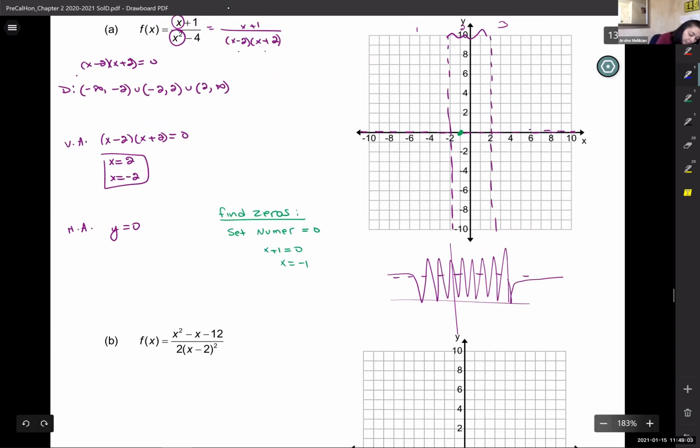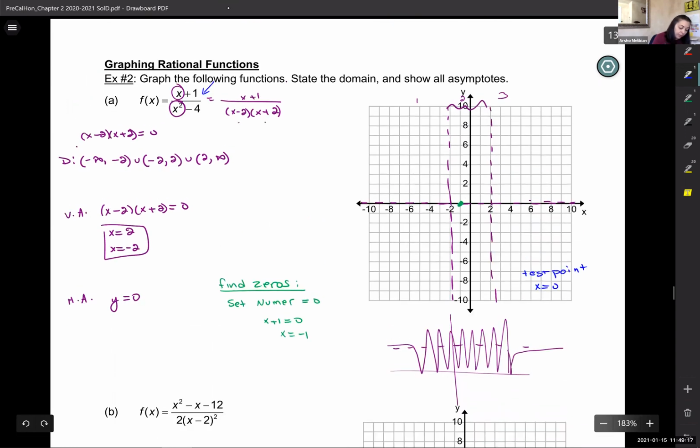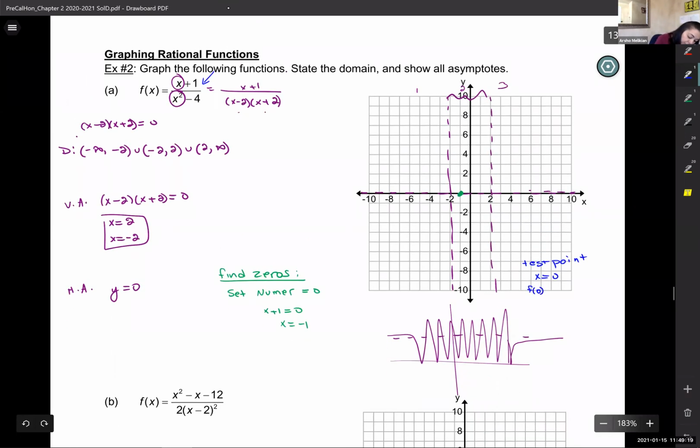So let's test the point. I'm going to pick any value in that middle region. You know what? X equals 0. And plug it into my original function. So when x is 0, what do I get? I get 1 in the numerator over -4. So that's -1/4. So when x is 0, y is here. Now that narrows it down for me. So that middle part looks like this.